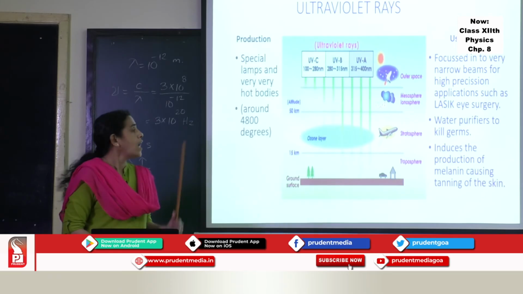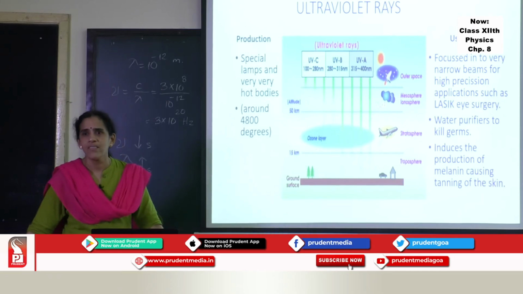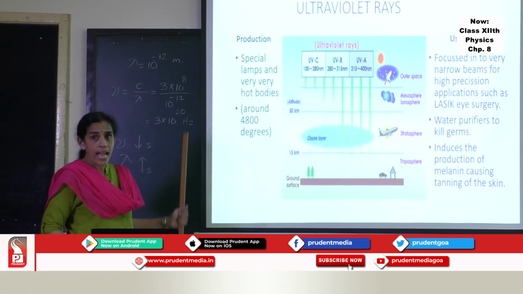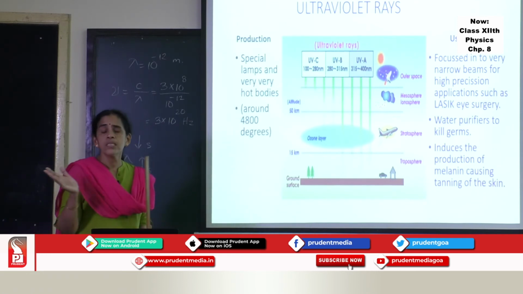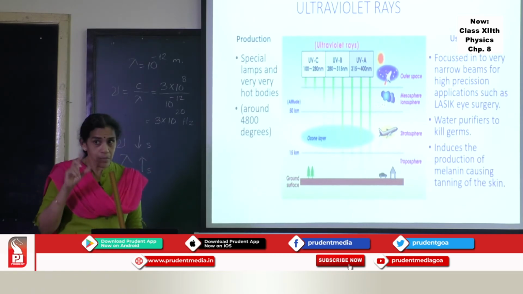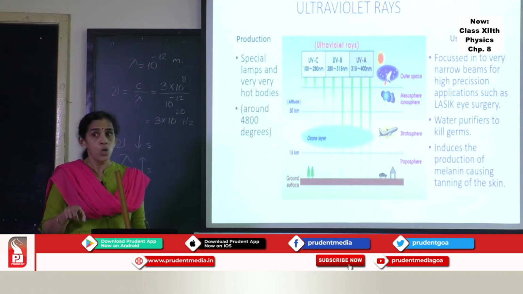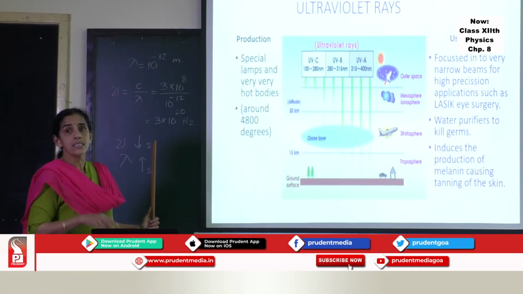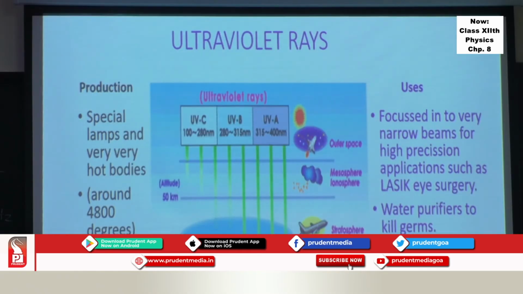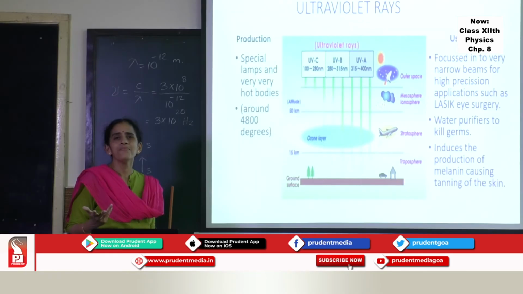Yes, next is after violet comes ultraviolet rays. And how are they produced? Special lamps, ultraviolet lamps, you must have seen now UV lamps. Can we see them? Can we see the light coming from UV lamps? No. Okay. And the source of UV rays, temperature is approximately 4800 degrees. Can you produce? You can produce. But will we be able to stand near it?